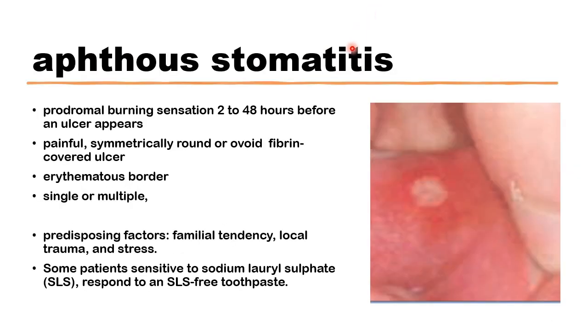Aphthous stomatitis starts with a prodrome of a burning sensation that lasts a few hours up to 48 hours before the ulcer actually appears. When the ulcer appears, it's painful. There are usually multiple ulcers, symmetrical, of almost the same size, round or ovoid, and yellowish white in color. They are surrounded by an erythematous halo. The predisposing factors include things like familial tendency, local mouth trauma or stress. Some patients may be sensitive to other agents, including, for example, sodium lauryl sulfate, and they would respond to SLS-free toothpaste.